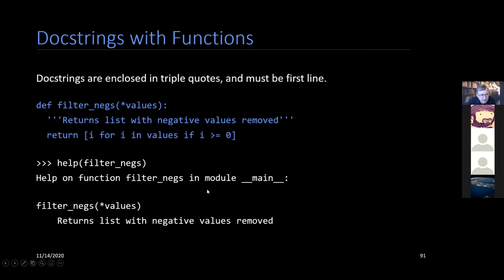We already talked about the doc string. Here with this function filter negatives, if I have triple quotes as the very first thing in the function, doc strings have to be the first line of the function or the class or the module, it will use it as a doc string. So if I say help on the name of the function, it will print out all of this about the function. It exists in module main, and then the function header, and then the description of what it does.